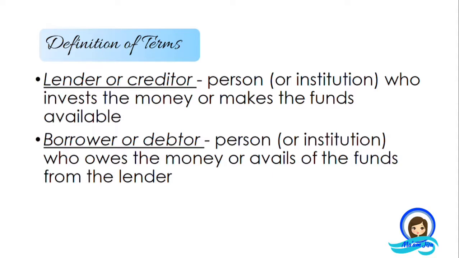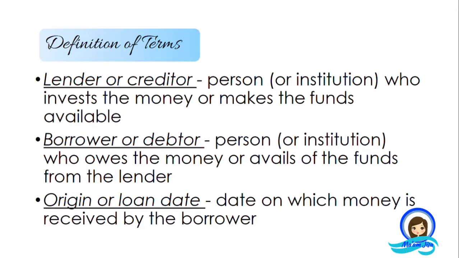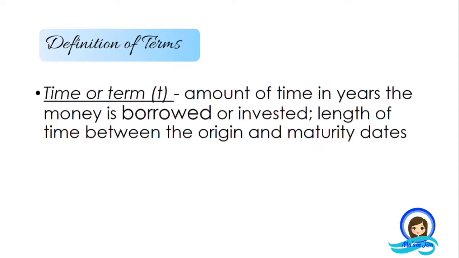The origin or loan date is the date on which money is received by the borrower. Time or term. This refers to the amount of time in years the money is borrowed or invested. It is also the length of time between the origin and maturity dates. Take note that the term should be in terms of years. In case the given in the problem is in terms of days or months, you need to convert it first in terms of years.